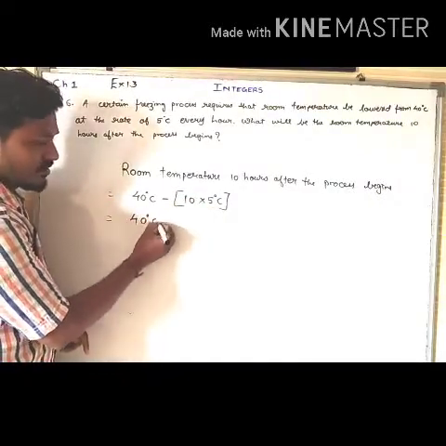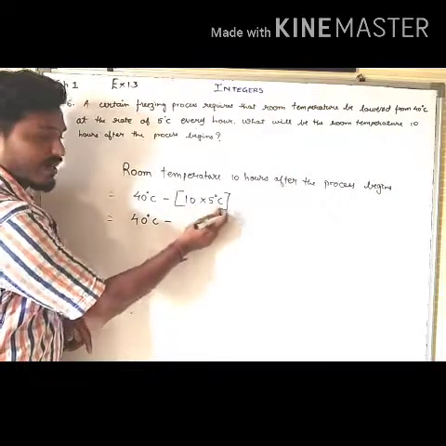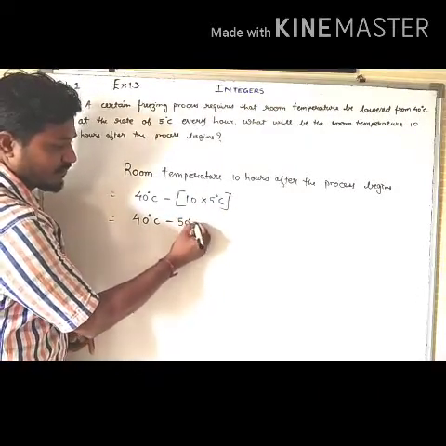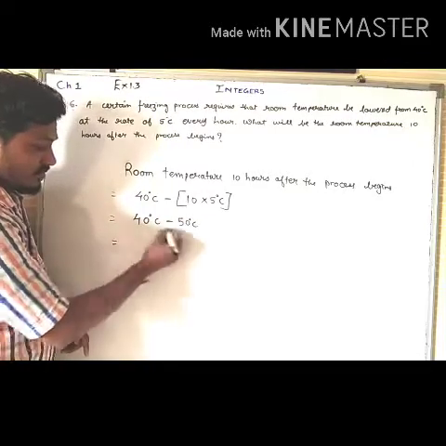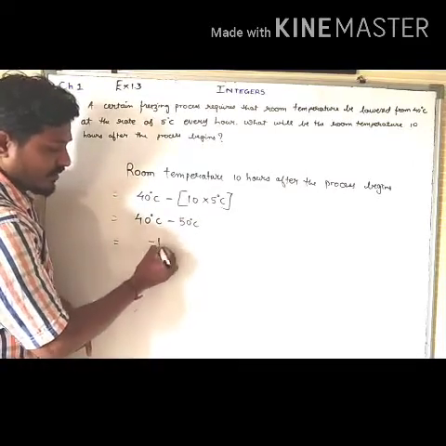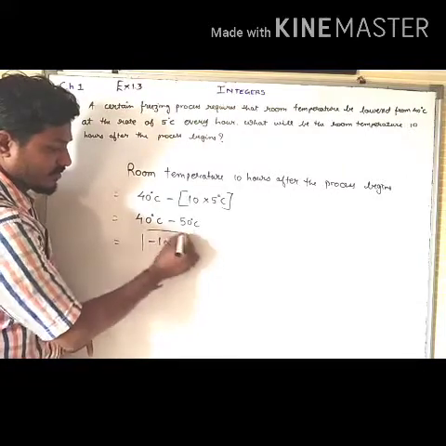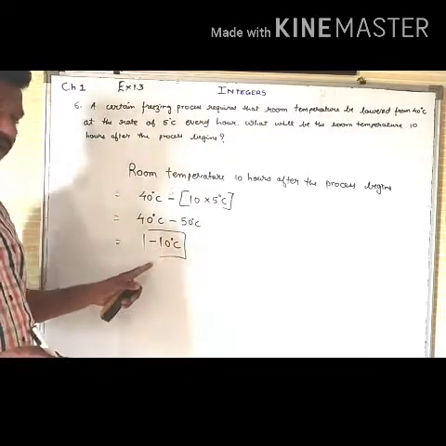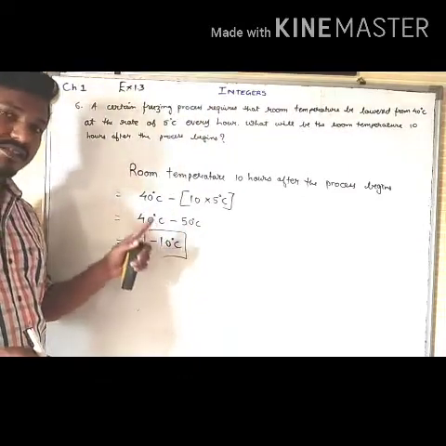This is the current room temperature. 10 5s are 50. So negative 50. 40 minus 50 is negative 10 degrees Celsius. The room temperature 10 hours after the process begins is negative 10 degrees Celsius.